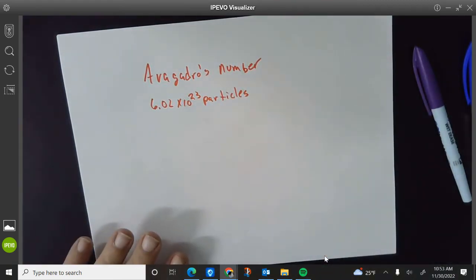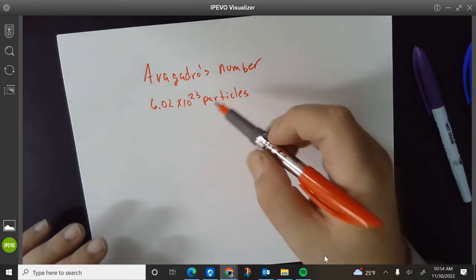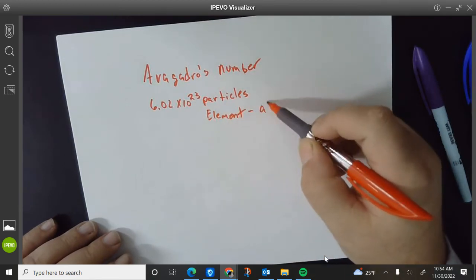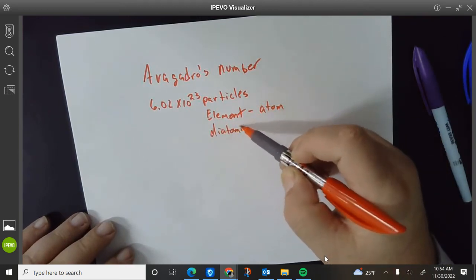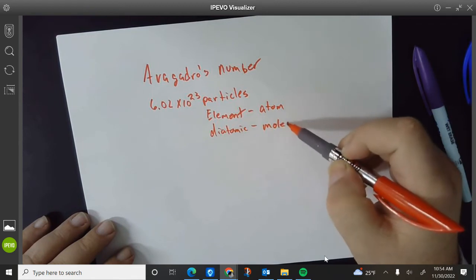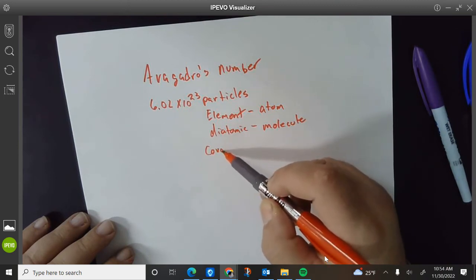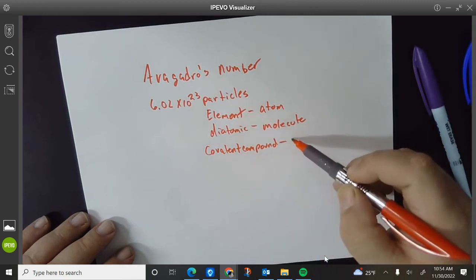Okay, I've been saying particles, particles, particles, right? Particle is a big umbrella word that stands for the smallest unit of each substance. So if I'm looking at an element, the smallest unit is an atom. If I'm looking at a diatomic, the smallest unit will be a molecule. If I'm looking at a covalent compound, the smallest unit is a molecule.